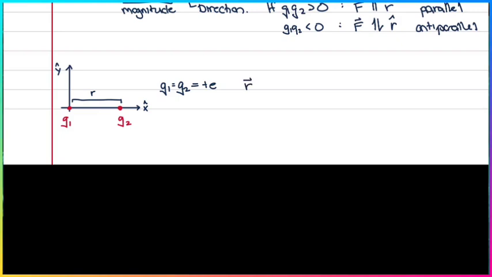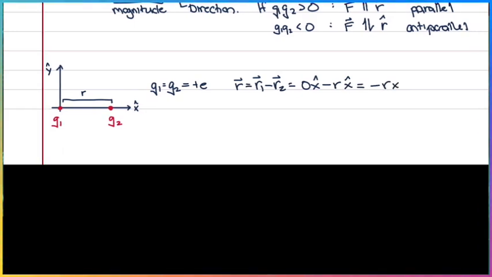So the R vector, which we defined to be R1 minus R2, we again said that was 0 minus R in the x direction, or negative R x hat, plus 0 y hat, I guess technically. The magnitude of this thing we saw above was just R. And the unit vector we saw was just negative x hat. So then, let's put it all together.